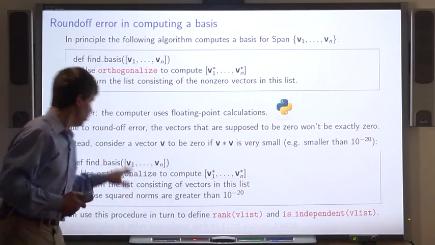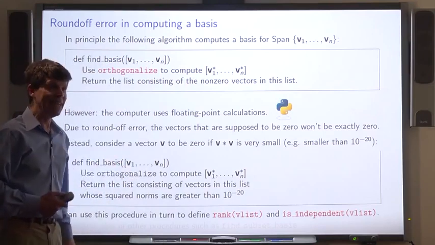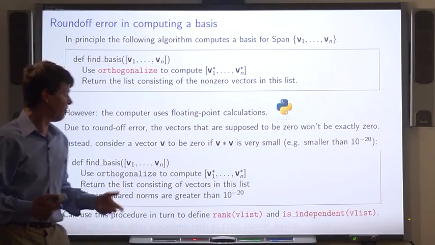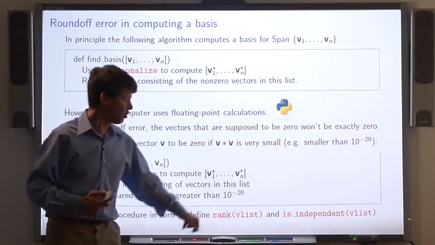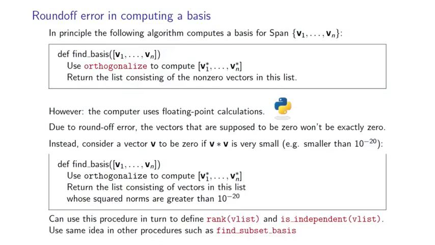Now, this procedure, which finds a basis for the space spanned by v1 through vn, can in turn be used to define the rank procedure and the is-independent procedure. And we can use the same ideas in find subset basis as well.